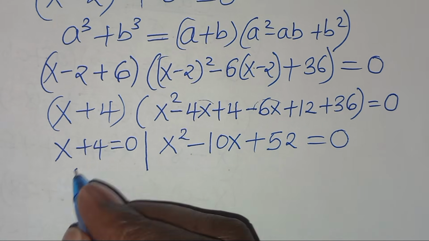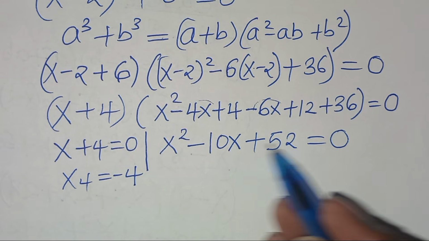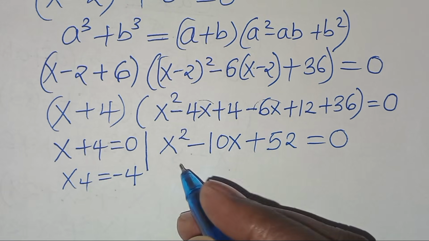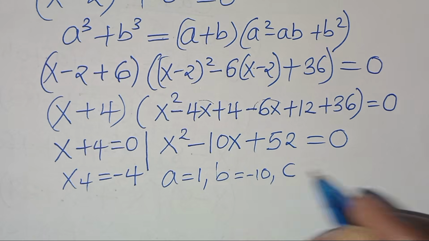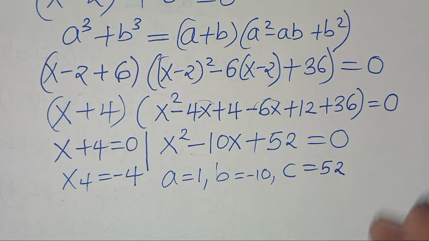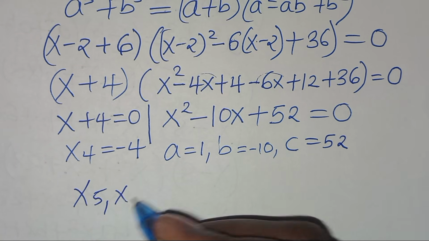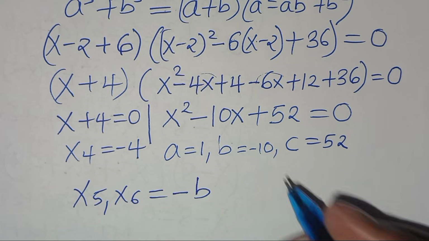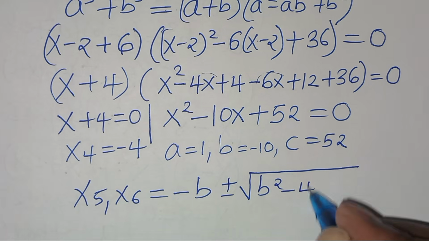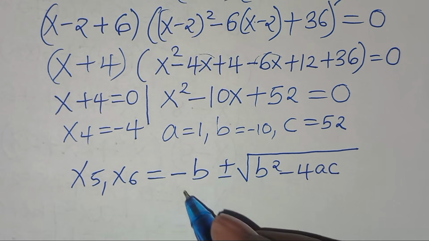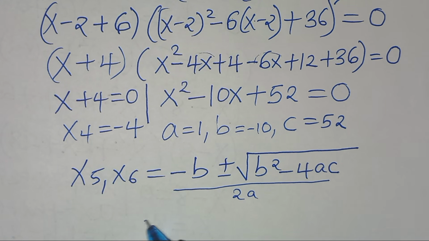So this implies here x4 is equal to minus 4. This is also another real solution here. Then let's solve for the other values of x in this quadratic equation. We have a is equal to 1, b is equal to minus 10, and c is equal to 52. So this implies that to solve for x5, x6, we apply the quadratic formula, which is minus b plus or minus the square root of b squared minus 4 times a times c, all of this divided by 2 times a. So let's substitute the values of a, b, and c.